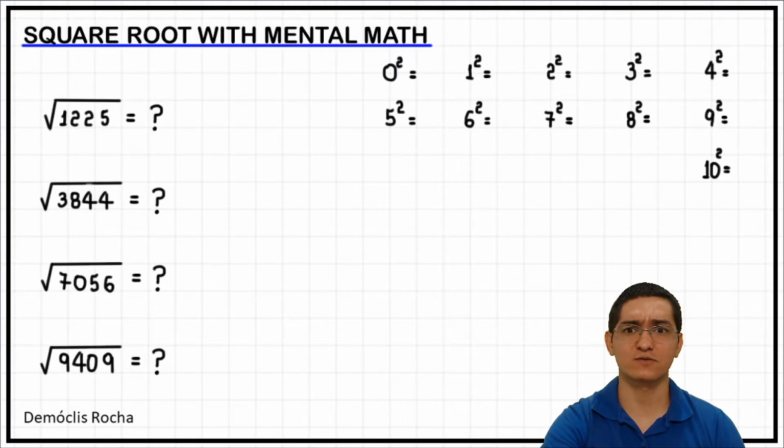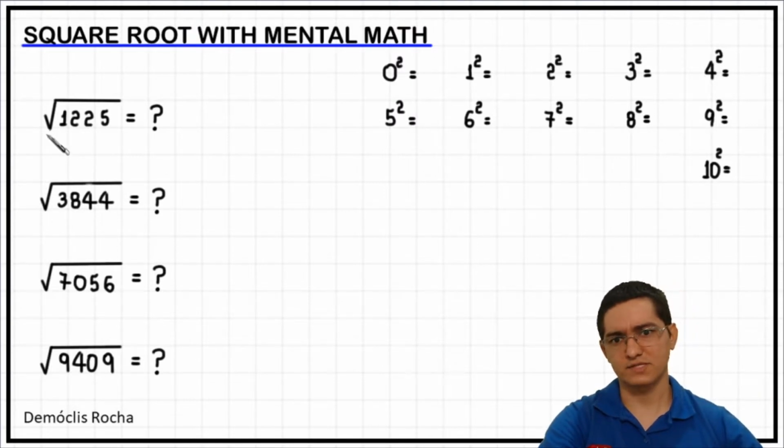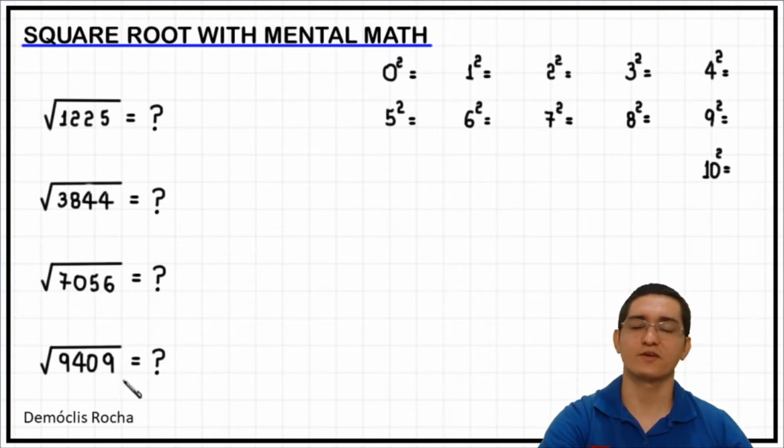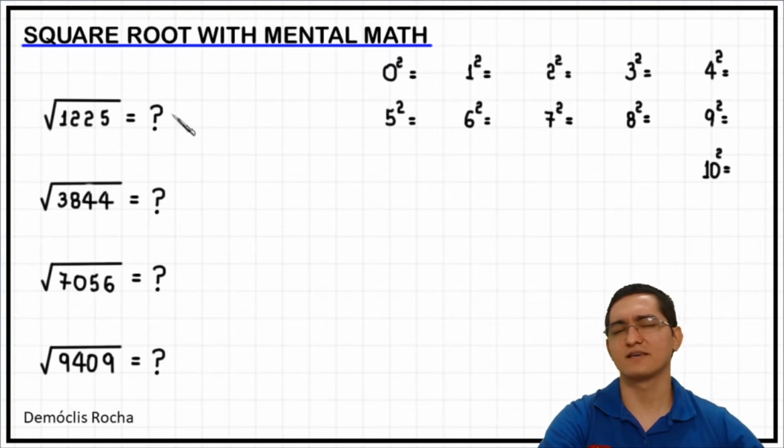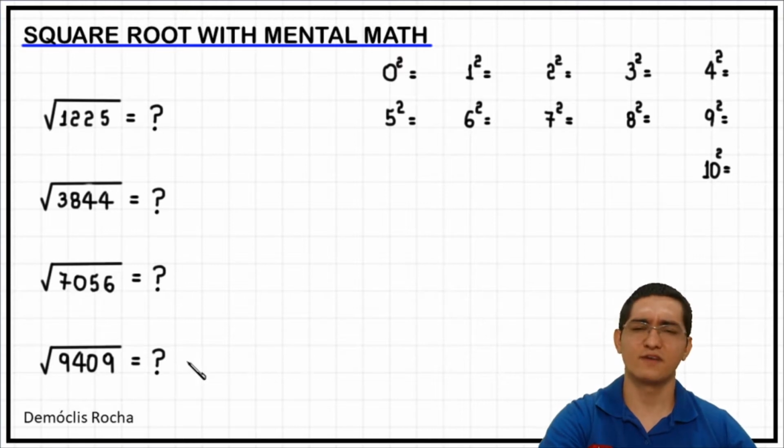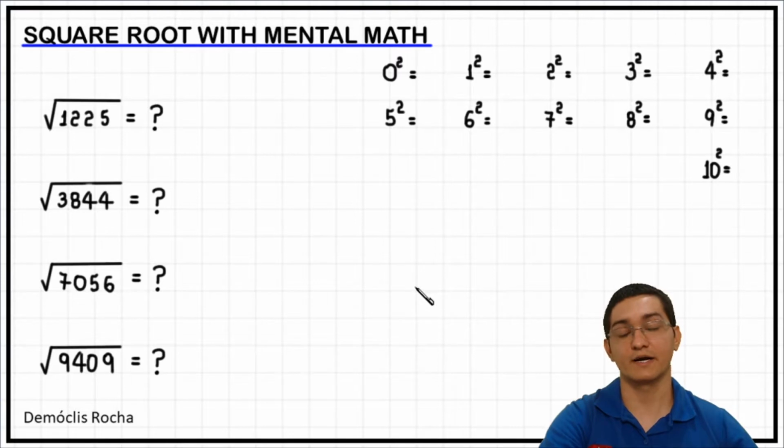Today we talk about how to find the square root of a perfect square using mental math. What I mean is, all numbers that we have here in the radicals are perfect squares, and we can find the square root of them very easily. You just have to know a few results by heart.